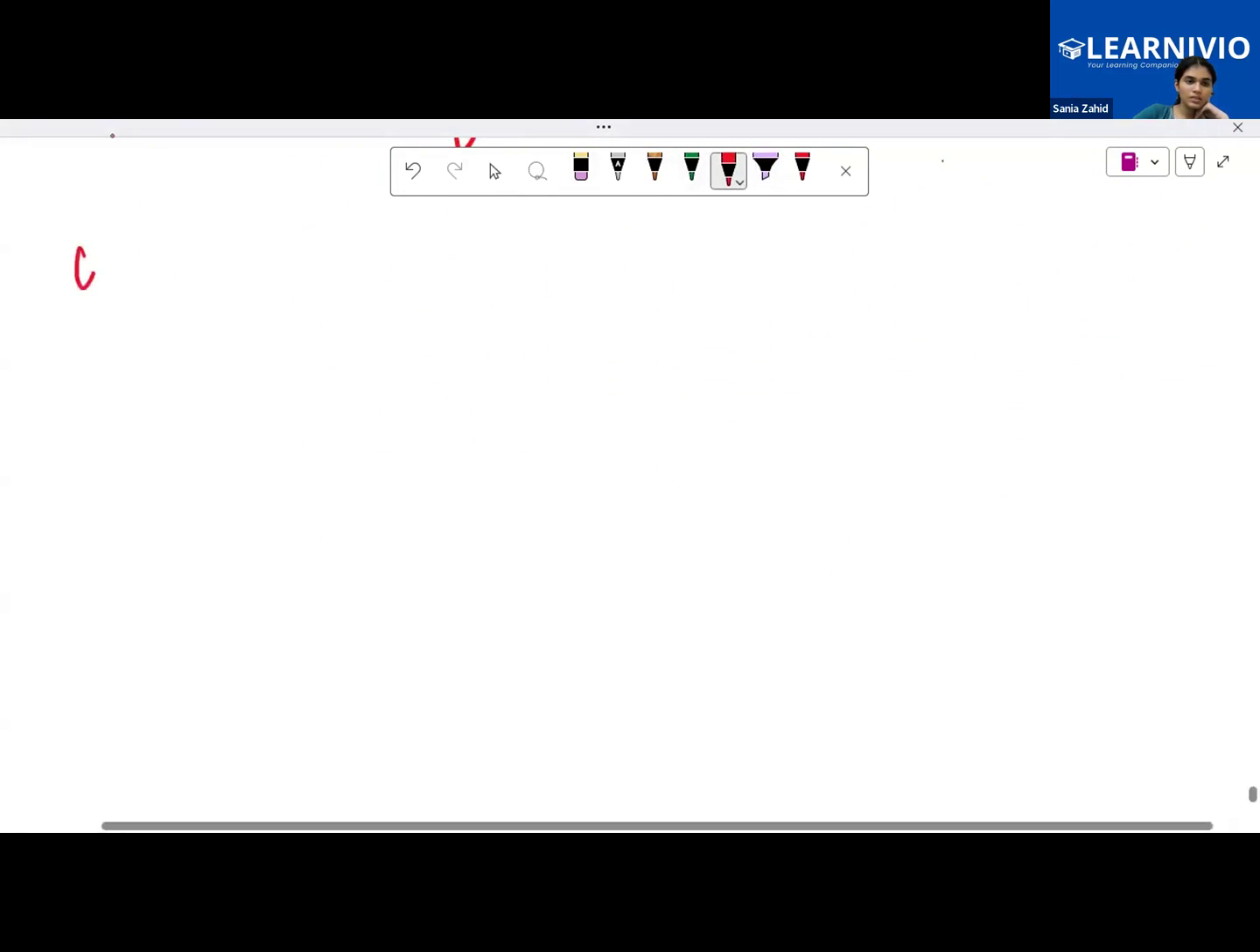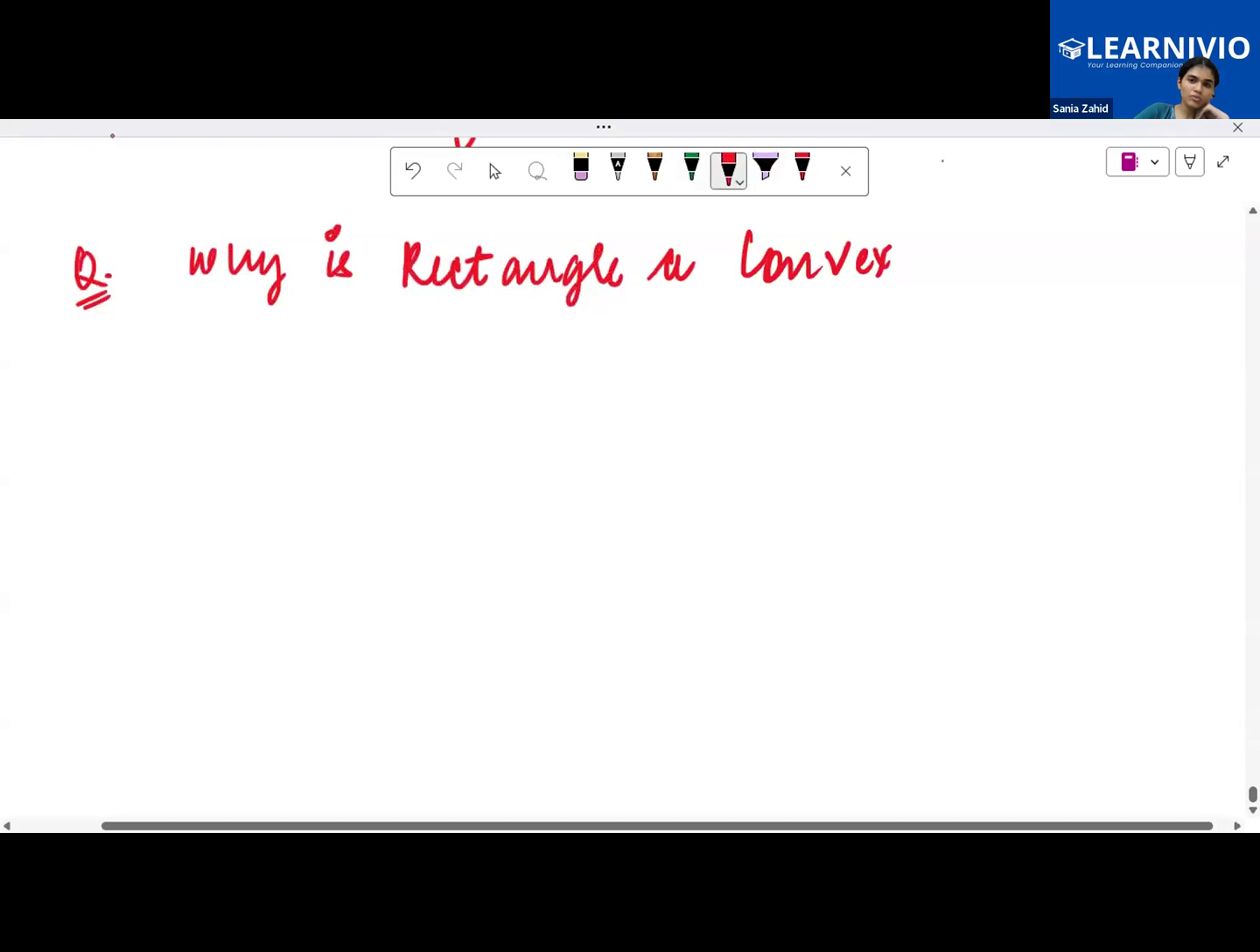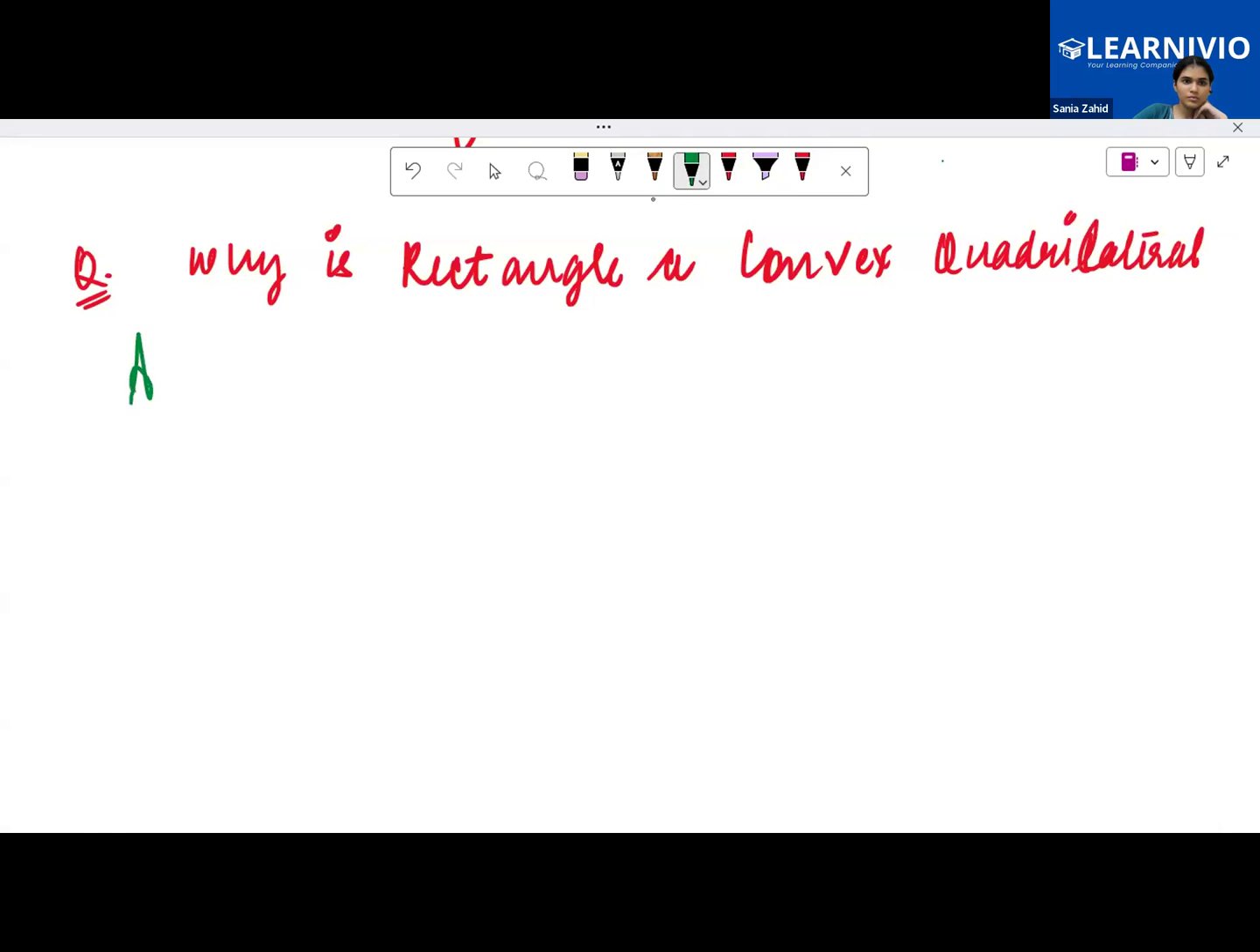Okay. The next question is why is a rectangle a convex quadrilateral? I can ask. Ma'am, can I say? Let Amma say. Okay, ma'am.